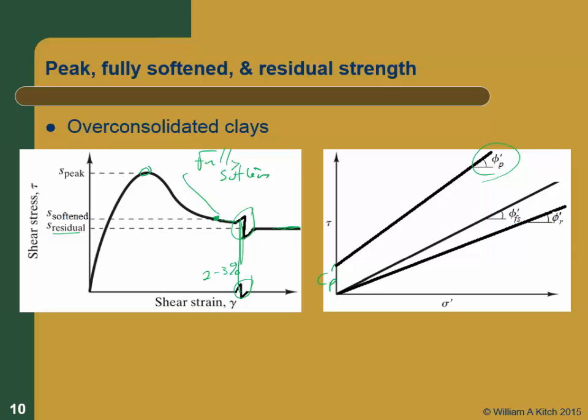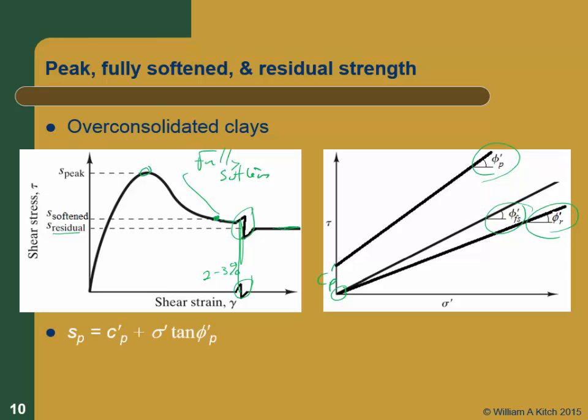Both your fully softened strength and your residual strengths have so little cohesion that for the residual strength you'll have no cohesion, and even for the fully softened strength there might be a little bit of cohesion. We usually ignore it. So you're going to end up with a fully softened envelope and a residual strength envelope.